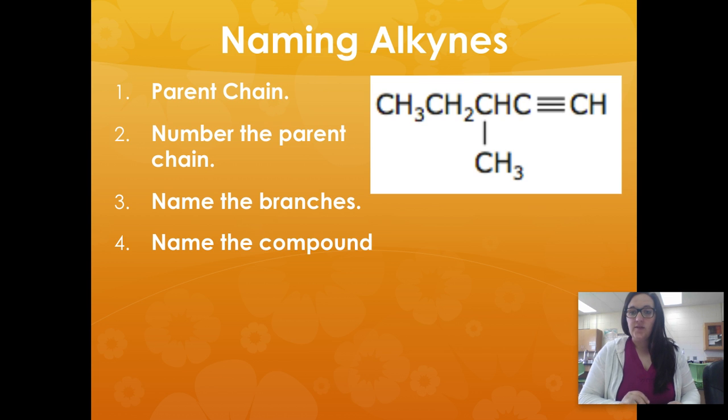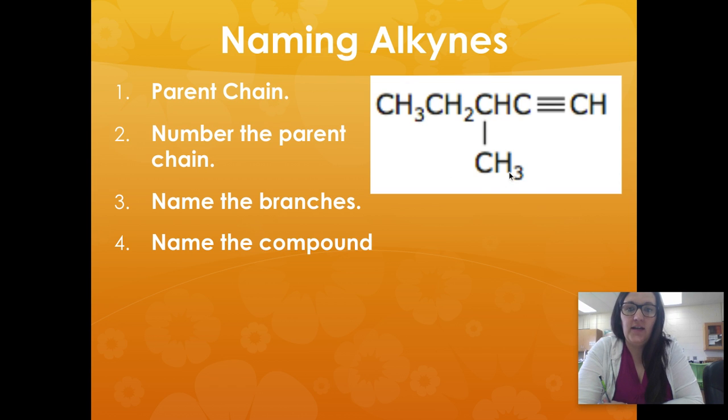This one, instead of looking for the double bond, I'm looking for the triple bond, which is right here. So I'm going to number my parent chain 1, 2, 3, 4, 5. The triple bond comes after carbon number 1. So that would be 1-pentyne. Name my side branches.